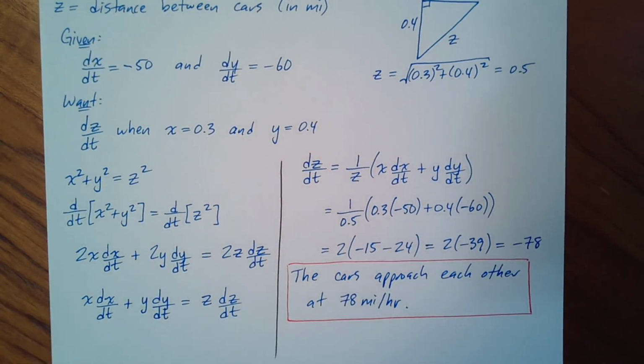And again, this problem really emphasizes the importance of interpreting the sign of a rate of change correctly. If your rates of change for a variable are positive, that means the variable is growing over time. If the rate of change is negative, that means the variable is shrinking over time.